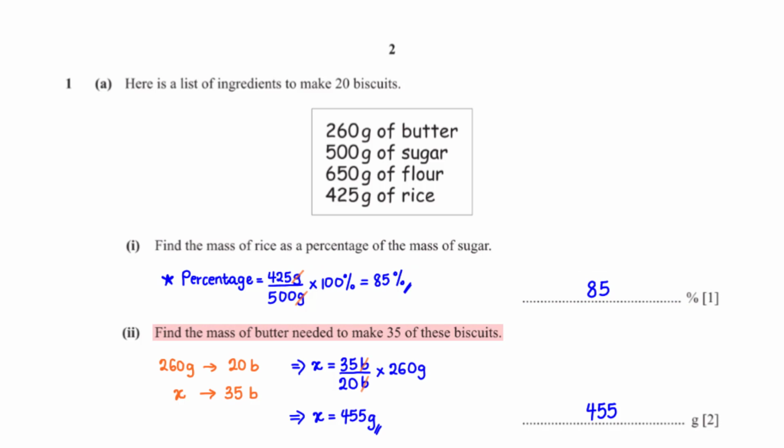Find the mass of butter needed to make 35 of these biscuits. If 260 grams of butter is needed to make 20 biscuits, then what mass of butter will be needed for 35 biscuits? This is what we are calling x. When we cross multiply and make x the subject, this is what we have, which is equal to 455 grams.